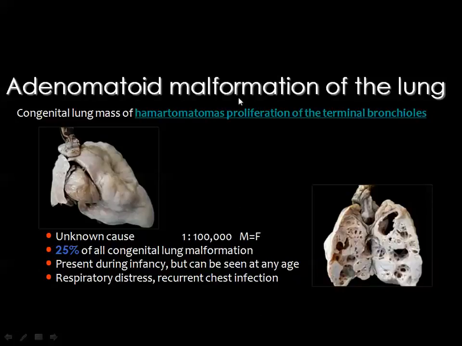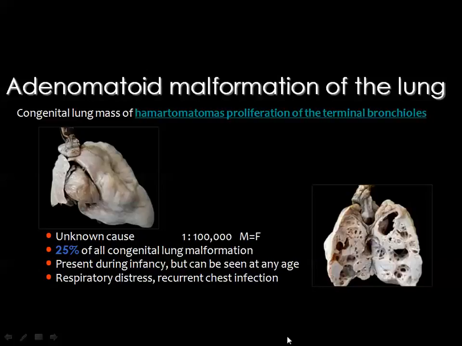The cause of this hamartomatous proliferation is unknown, and it represents about 25% of all congenital lung malformations. It presents during infancy. This is a congenital disease, but it can be seen at any age if the lesion is small.